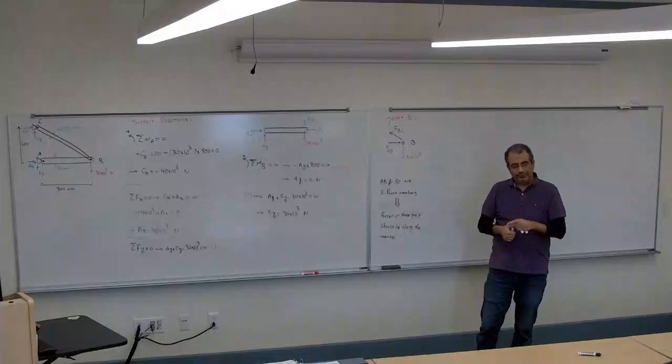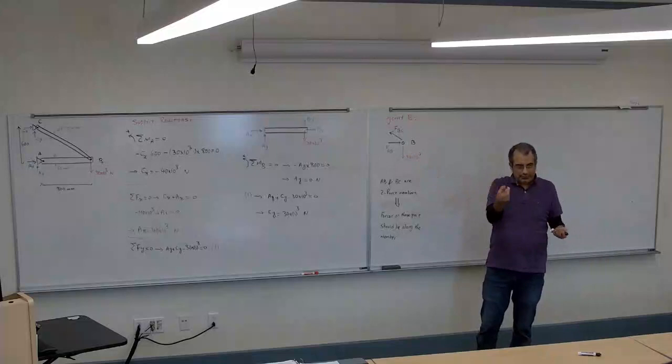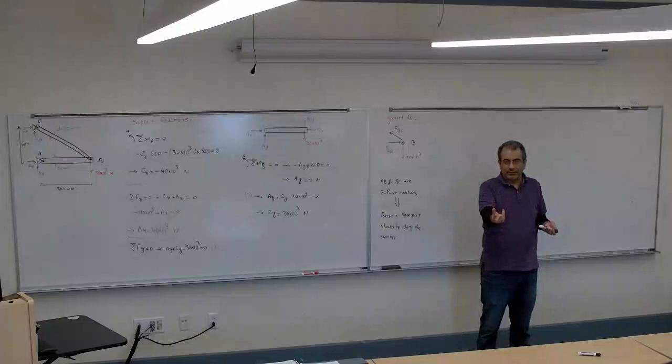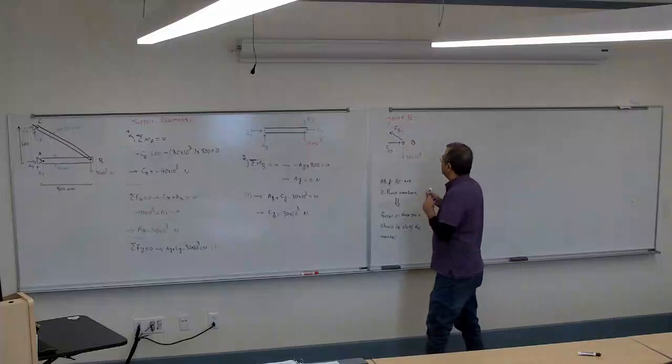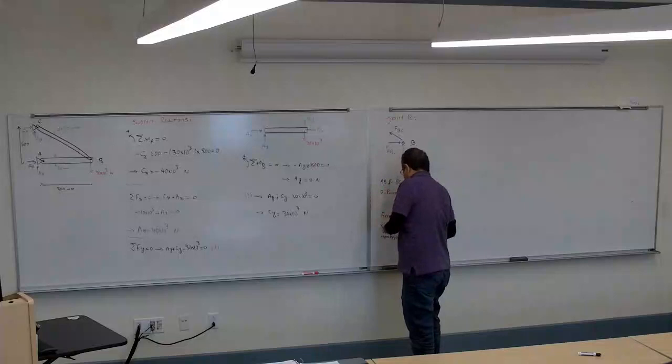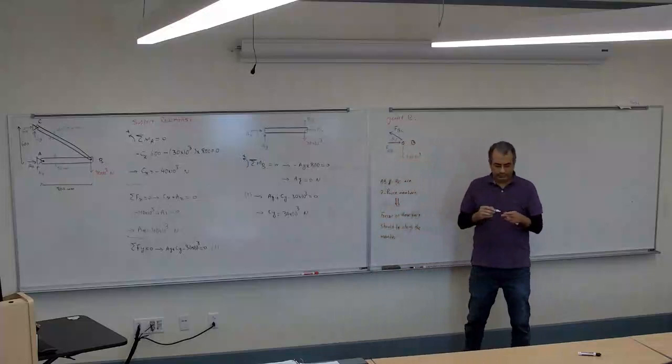Yeah, so because we disassemble it, each part, if the entire object is in equilibrium, each part of that should be in equilibrium as well. That joint itself should be in equilibrium. So I can write the equilibrium equation for that joint. If I want to write the equilibrium equation for that joint, I need that angle. I need that angle. So how much is that angle?